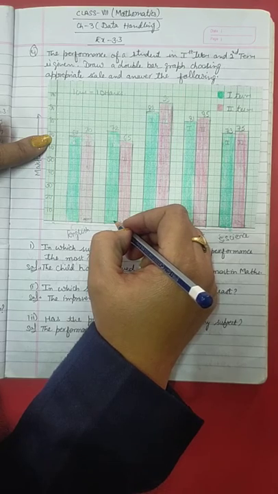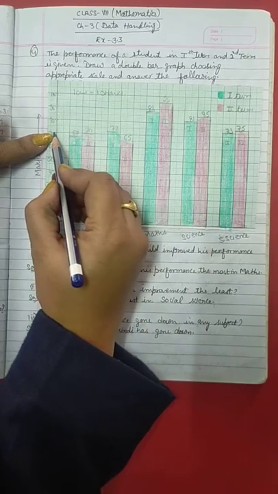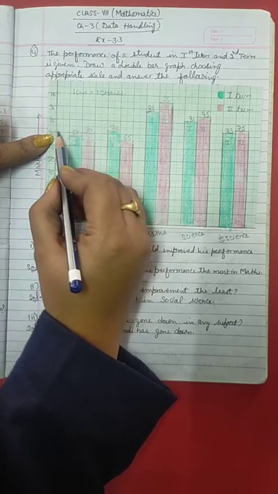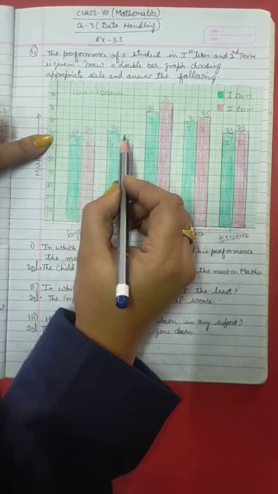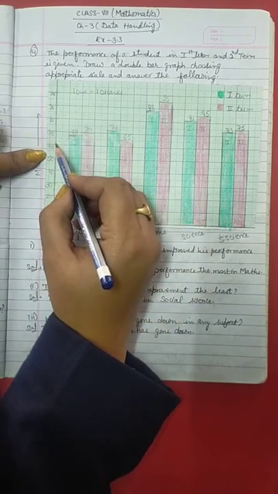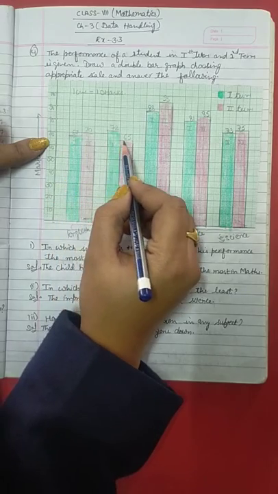Then in Hindi, to represent first term he got 72. See here 70, then 71, 72. It means this line is representing 72 marks. Then we have to represent second term, that's 65. So between 60 and 70, this line is representing 65.